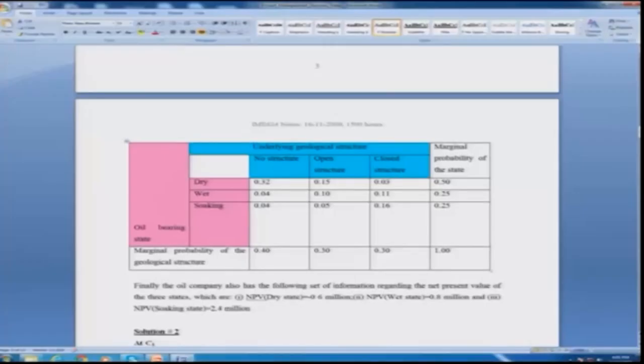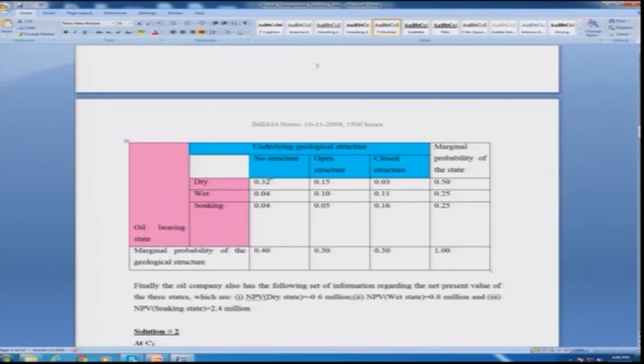So, this pink one which you see are the oil bearing states, that is dry, wet, soaking as I have already mentioned. And if you remember, dry was 50%, see the value in the rightmost column, wet was 25%, soaking was 25%. So, these add up to 1. If I consider the underlying geological structure, which is in blue color, there is no structure, open structure, closed structure. Closed structure has a probability of 30%, open structure 30%, no structure 40%, again the probability is 1. So, the values along the bottommost row and the rightmost column are the marginal probabilities of the states, and the geological and oil bearing states are very nicely shown.